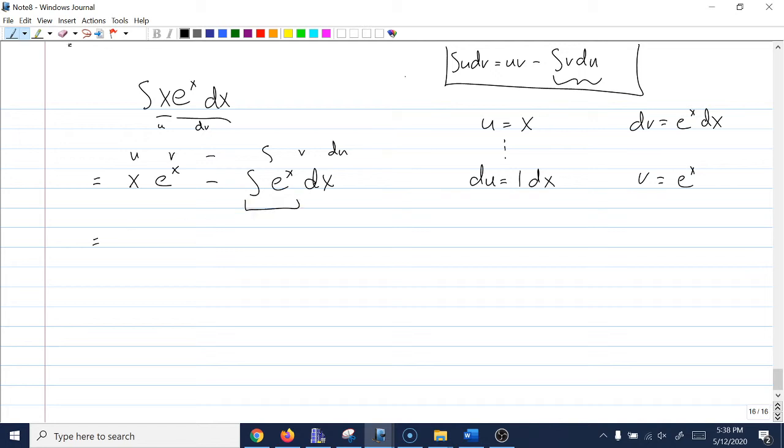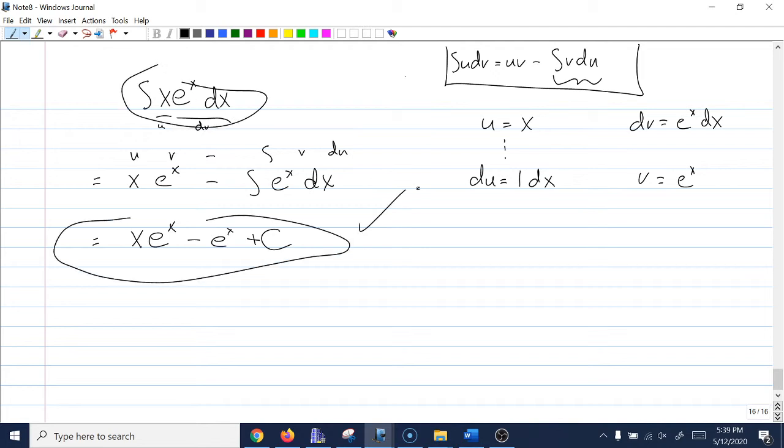It looks like it says 6. If you haven't noticed that, you should notice that. I have x e to the x minus, what's the integral of e to the x? It is e to the x plus c. That's the integral of x e to the x. Parts worked here.